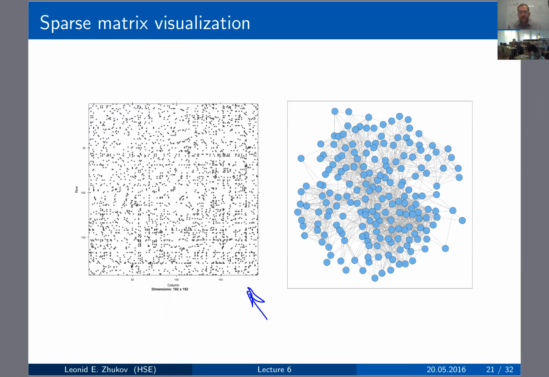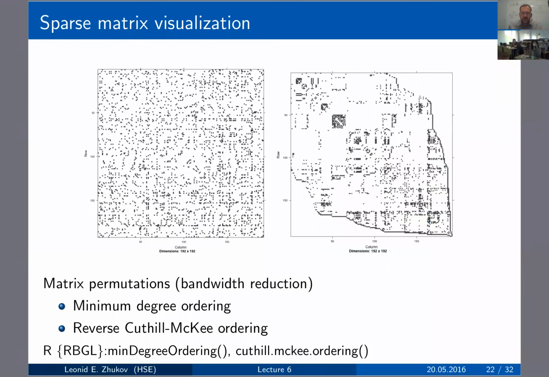There are several algorithms for doing so. One algorithm is very efficient and very simple. It's called minimum degree ordering. There are actually two of those: the minimum degree ordering algorithm, and what's called Cuthill-McKee ordering. The idea is that the algorithm tries to change rows and columns in such a way that overall the matrix will look like a narrow band along the diagonal.